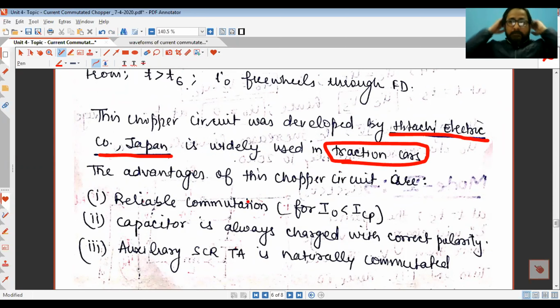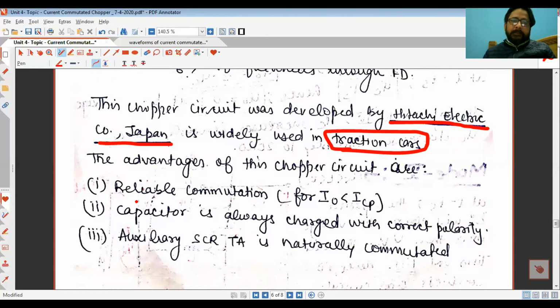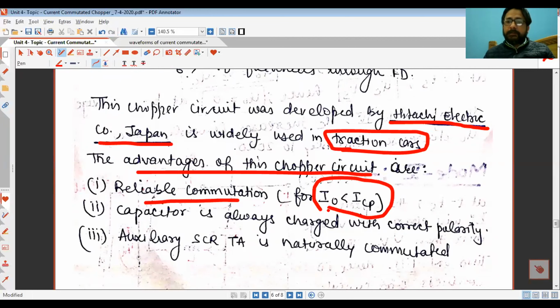ये जो चॉपर सर्किट है, जो कल भी हमने पढ़ा और आज भी पढ़ रहे हैं, ये बेसिकली रिसर्च के थ्रू आए हैं। This is totally a research basically, okay. उसके बाद ये डेवलप हुए हैं, फाइन। So it has certain advantages, reliable commutation, but there is a condition. कंडीशन क्या है कि the load current I0 should be less than the peak charging current ICP.